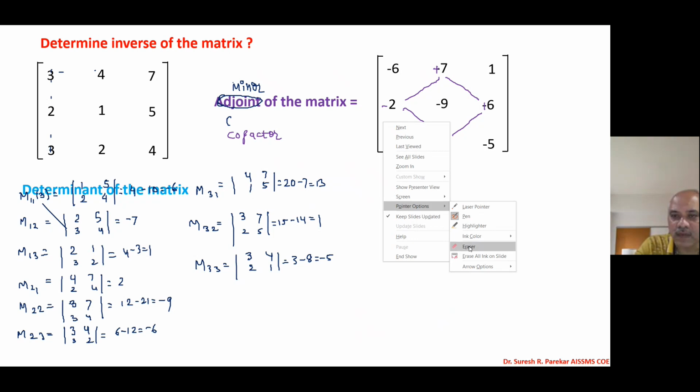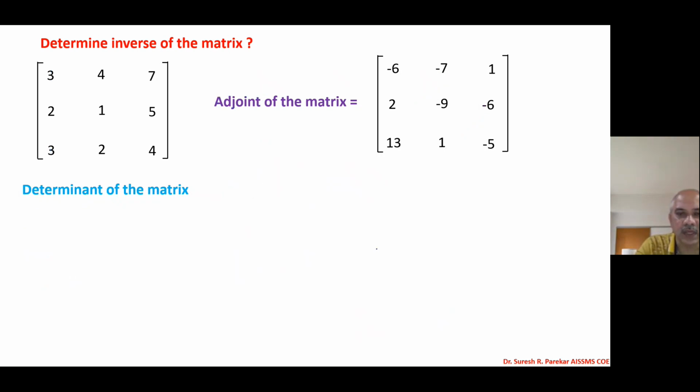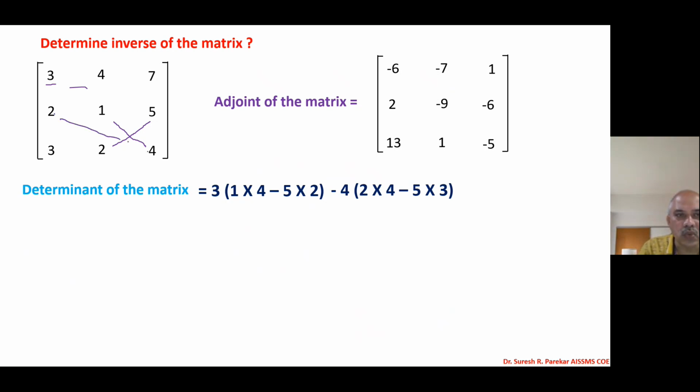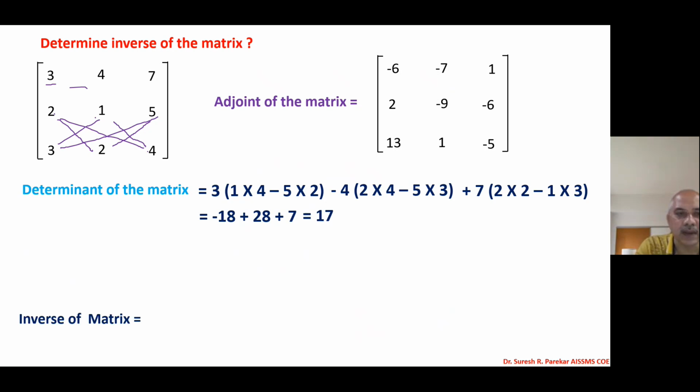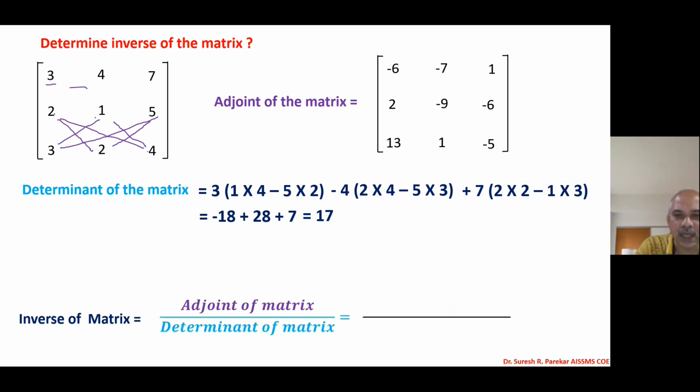So the transpose of this will give me the adjoint. Now you can see, the determinant we will find: 3 in bracket, 1 into 4 minus 5 into 2, then minus 4 into 2 into 4 minus 5 into 3, plus 7 into 2 into 2 minus 1 into 3, and we will have determinant 17.